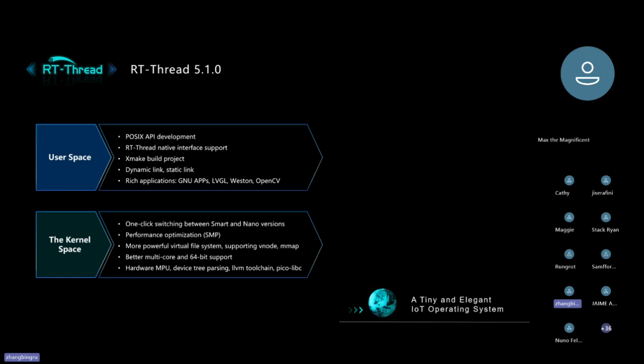With the release of RT Thread, several GNU applications have been ported to Userland, including LVGL, Weston, FFmpeg, and MicroPython. A device tree parsing mechanism has been added at the driver level. Drivers can now be registered by dynamically loading and parsing the device tree, improving system portability and providing better multi-core and 64-bit support.